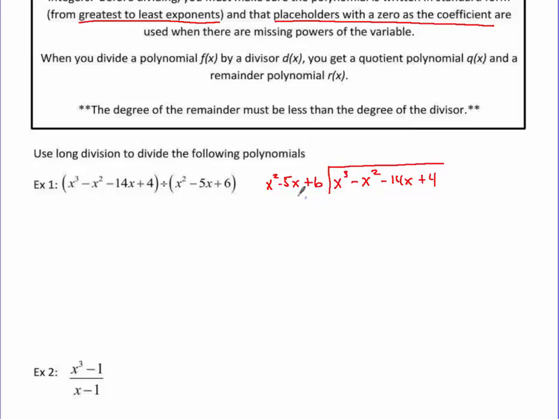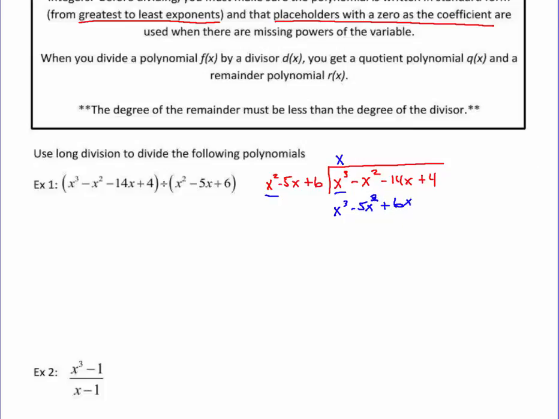So we're going to take it real slow on the first one. The way that this works is you ask yourself, what do I have to do to this first term to get this term? And so to get an x cubed, when you have an x squared, you have to multiply it by x. So that's what we're going to do. But now we're going to take this x and multiply it by each term in our divisor here. So when we do that, we're going to get x times x squared, which is x cubed, x times negative 5x, which is minus 5x squared, and then x times positive 6, which is plus 6x.